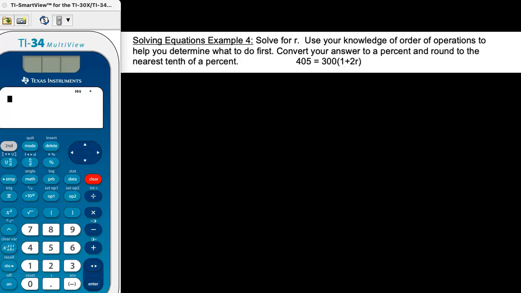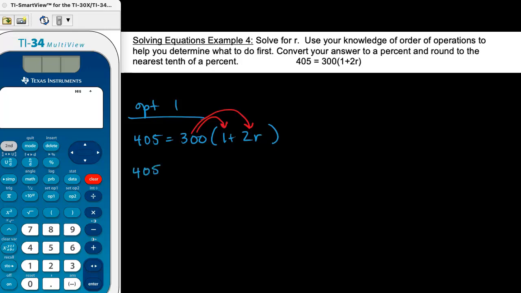Well, we've got a couple of options, like I said. I'm just going to write down option 1 here, and I'm going to write down the equation again. We could do what's called distribute, or use the distributive property. Take this 300 and multiply it by both terms inside the parentheses. So that would give us 405 equals 300 times 1 is 300 plus 300 times 2 is 600r, or 300 times 2r, I should say.